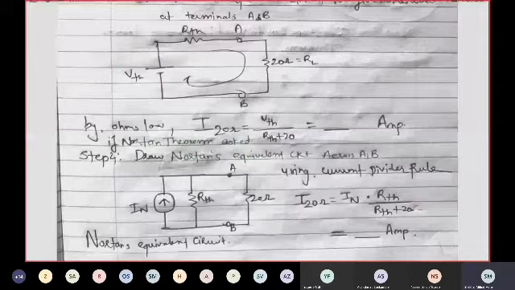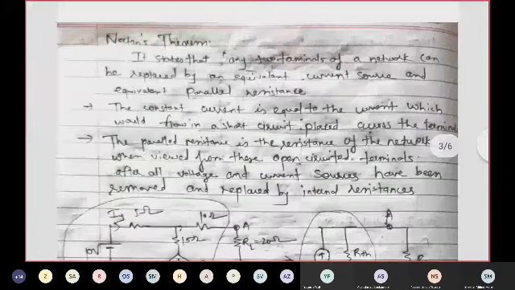You can see this Norton's theorem. It states that any two terminals of the network can be replaced by an equivalent current source and equivalent parallel resistance. How to find the current source? The constant current is equal to the current which would flow in the short circuit placed across the terminals. And the parallel resistance is the resistance of the network when viewed from the open circuited terminals after all voltage and current sources have been removed and replaced by internal resistance.